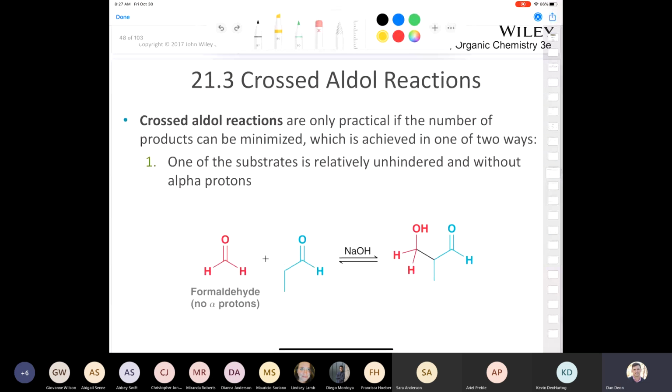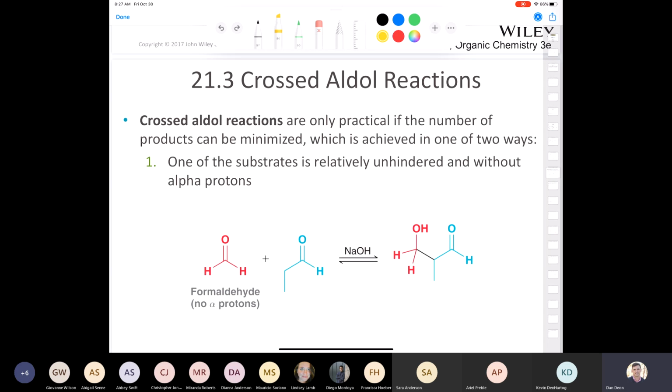When we do these crossed aldol reactions, so using two different carbonyl compounds, they're only practical when the number of products can be minimized. And we've got a couple of ways that we can do that. The first one is if one of the substrates is relatively unhindered and doesn't have alpha protons.